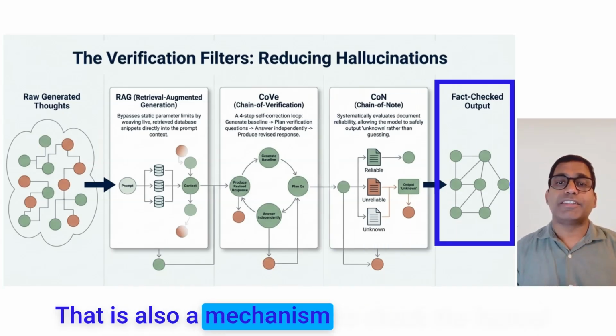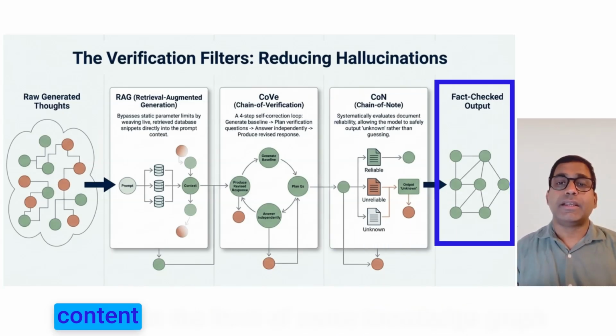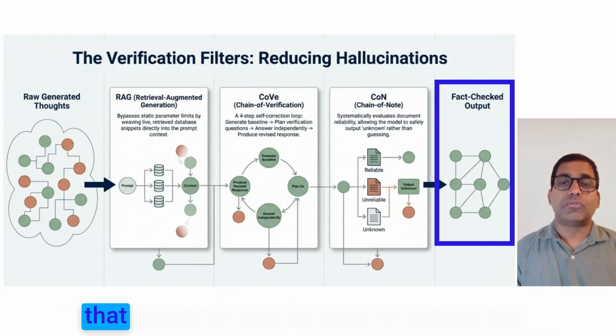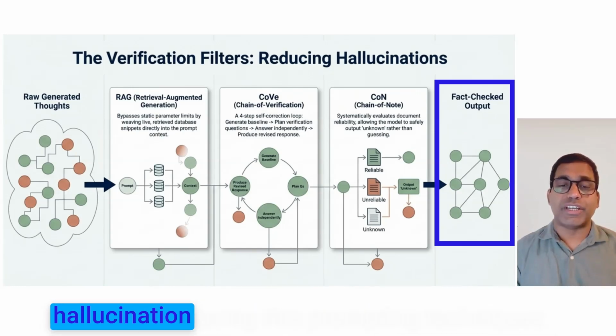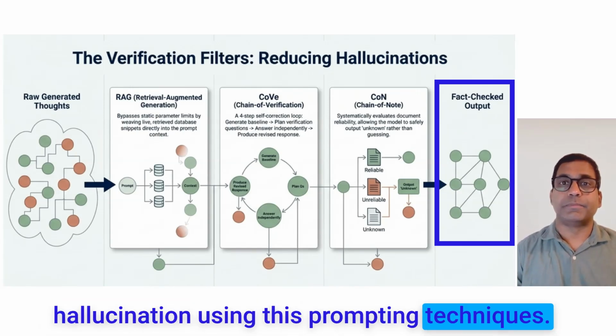There is also a mechanism to check the factual content in the form of a knowledge graph that can also be used to reduce the hallucination using these prompting techniques.